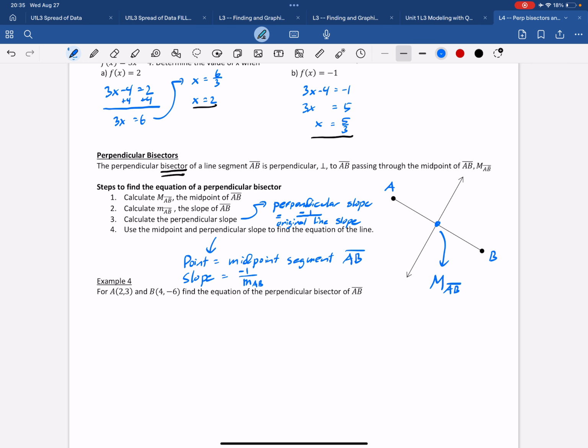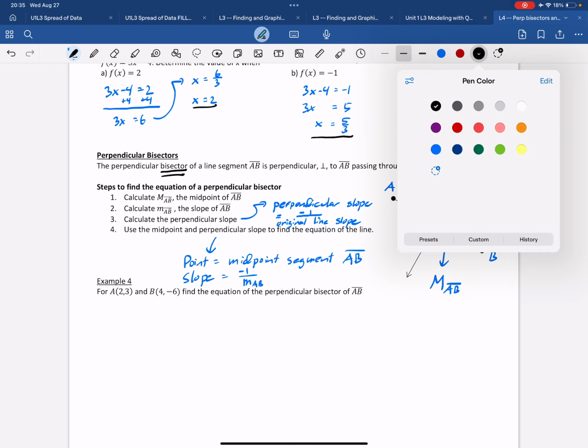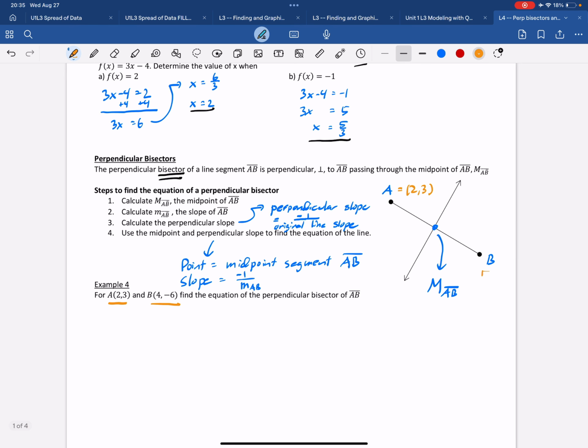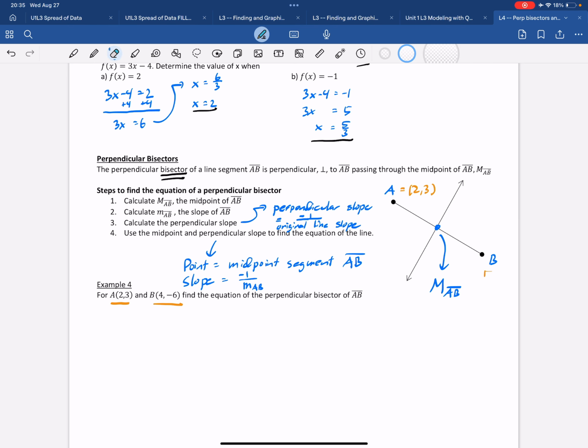Okay, so now we have some numbers. Let me get an orange. Orange is cool. So we have a 2, 3, and 4, -6. This might not be totally accurate to scale, but I'm just going to fill the numbers in. B is 4, -6. So it's lower. So this is 4, -6.